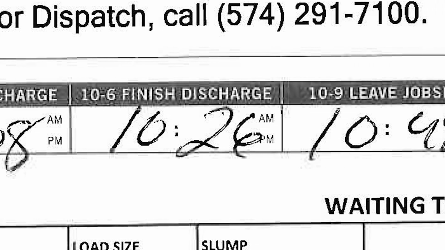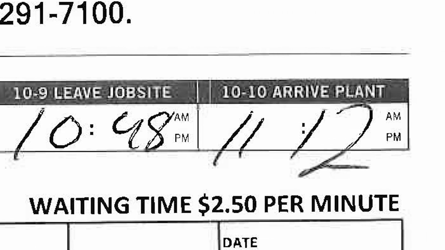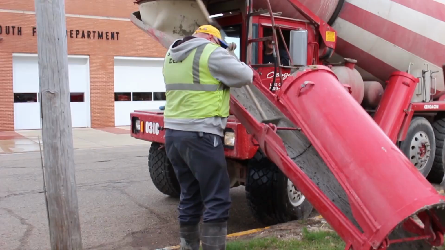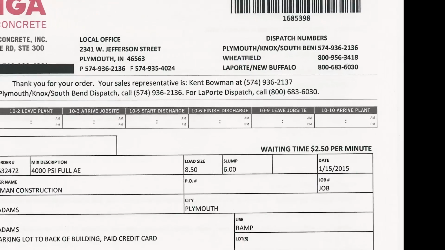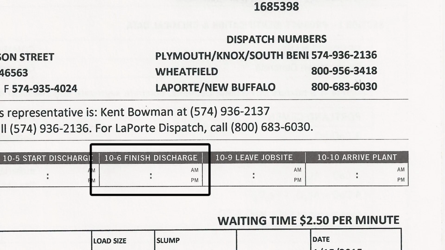Added water is another very important piece of information to write down on the ticket. Anything you see that the contractor is doing to the concrete can be very helpful. There have been more than one occasion where times and other information has saved us a lot of money. When you're done pouring, mark the time in the 10-6 Finish Discharge box.